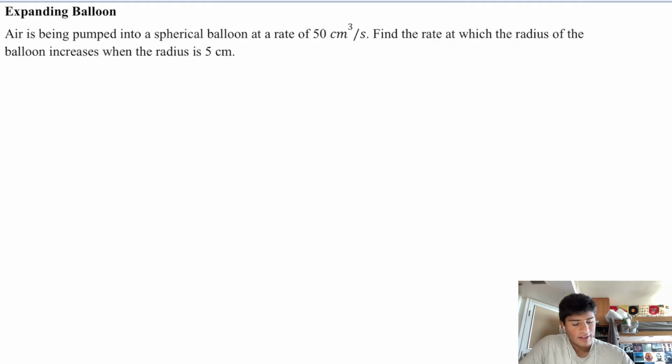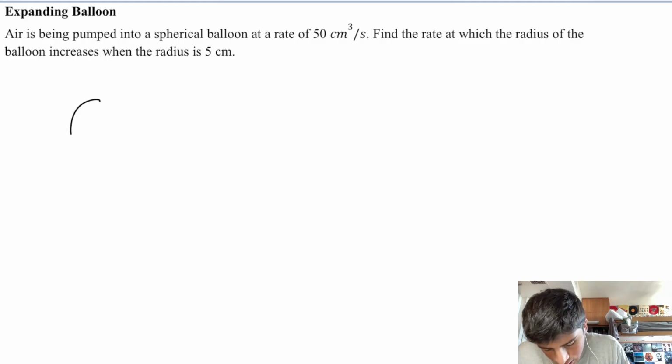Let's do the expanding balloon problem now. Air is being pumped into a spherical balloon at a rate of 50 centimeters cubed per second. Find the rate at which the radius of the balloon increases when the radius is 5 centimeters. Okay.